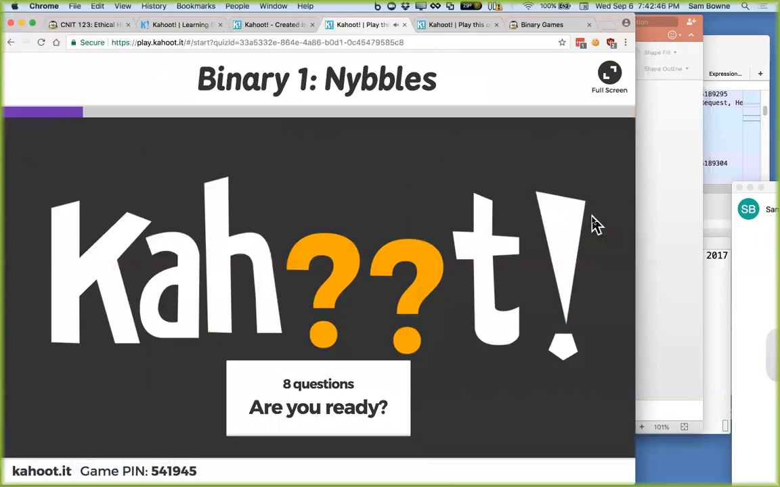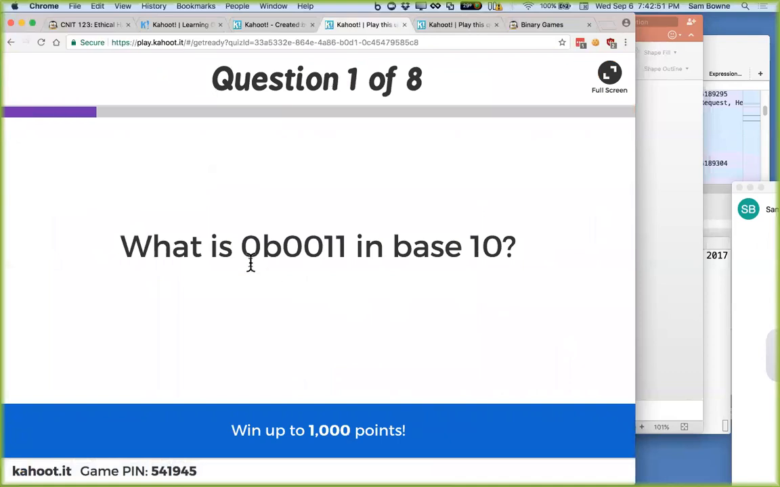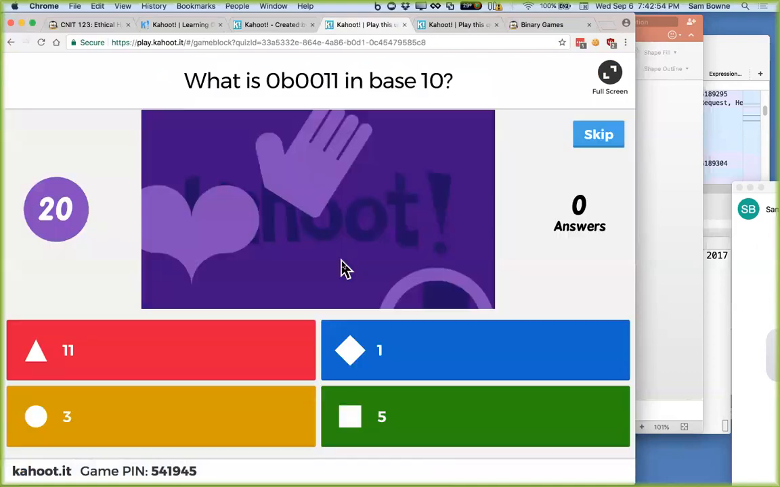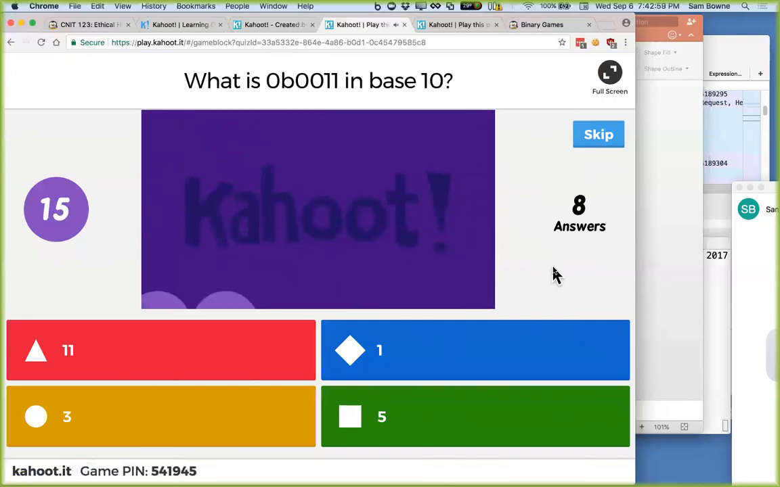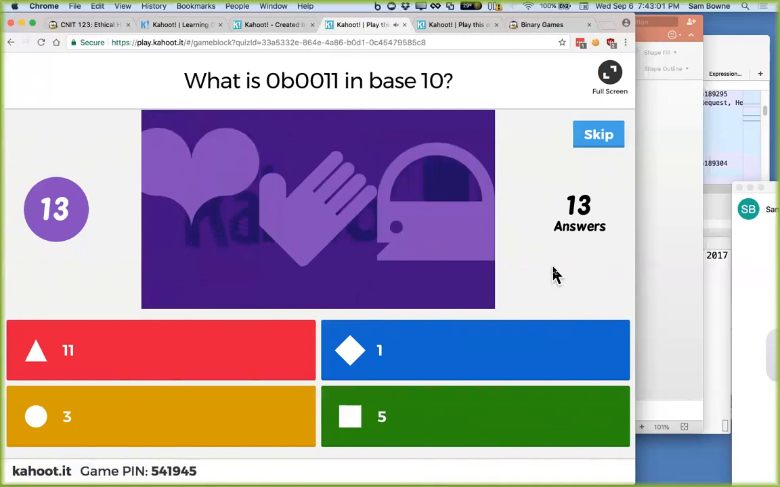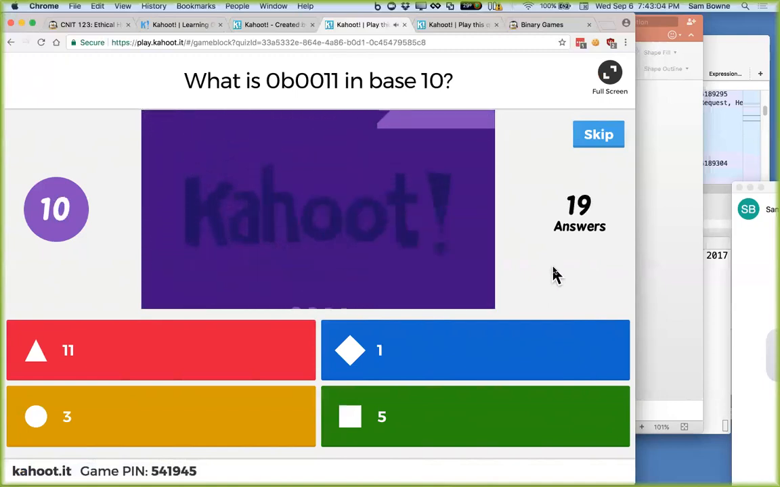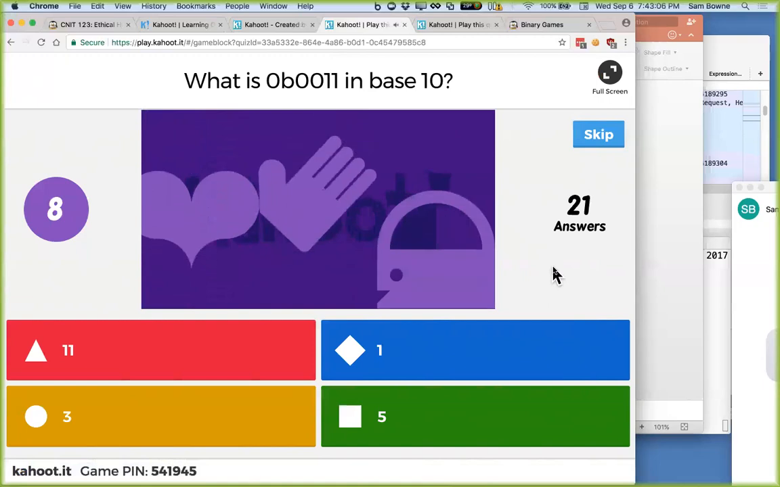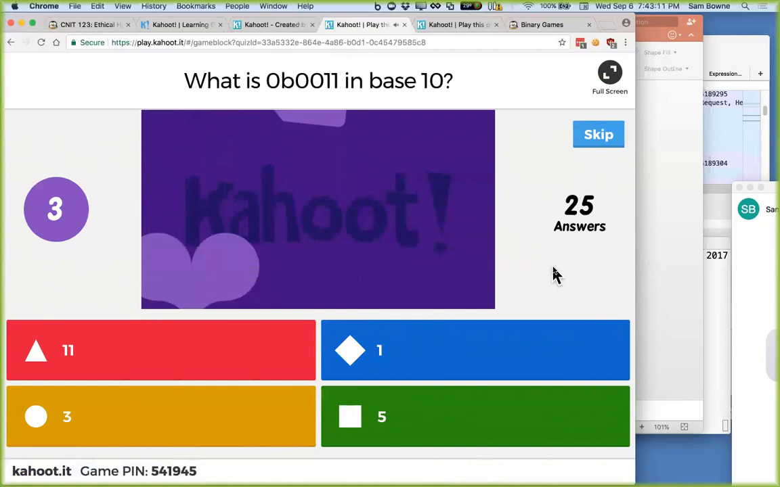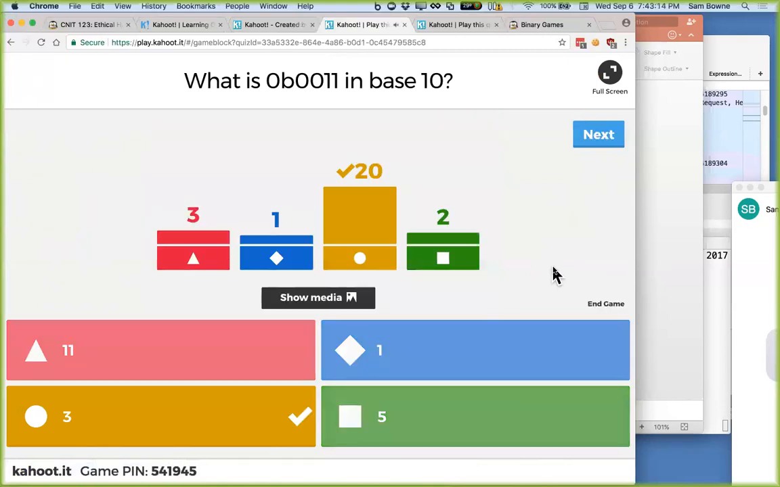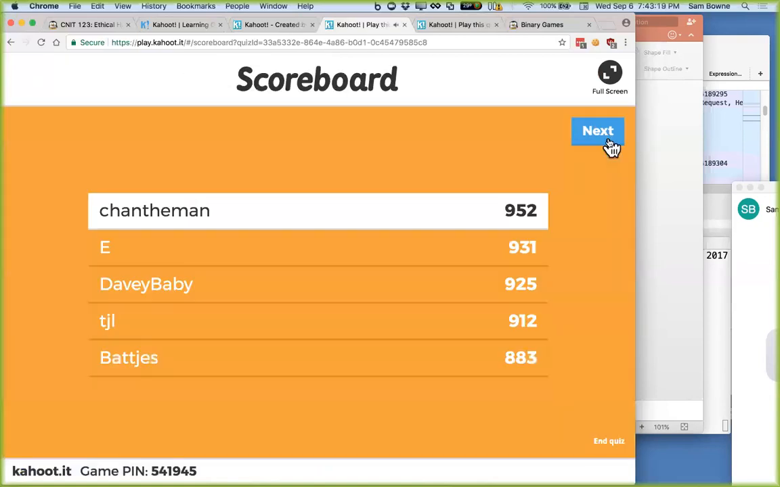All right, so let's give it a shot. All right. 8 questions. Well, maybe let's see. I forget how many I wrote. Okay. This 0B means binary, so it's 0011. What's that in base 10? All right, so it's 3, 1 1, 1 1, and a 2 is 3. Good. Chan the man is up there. I can't nibble is not winning.